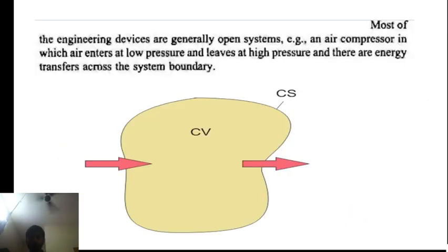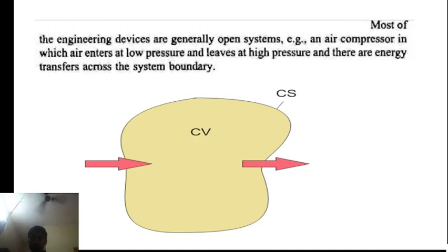Now come to the second concept, that is control volume and control surface. Volume is the space, the empty space. First of all, see the area concept. Area means, suppose this is the room, so the ground part is length into breadth. This is the area. Now if we consider the height also, length, breadth into height, this is the volume.